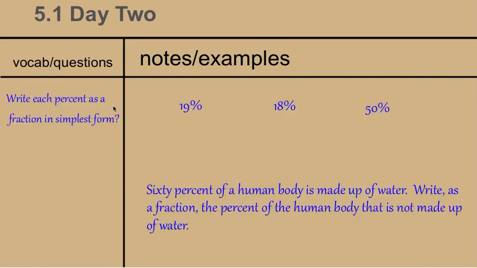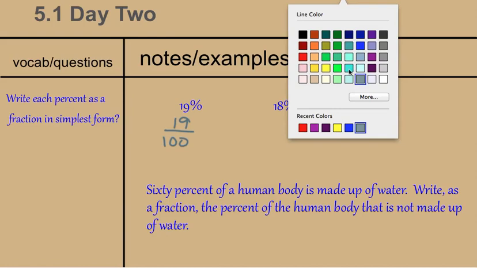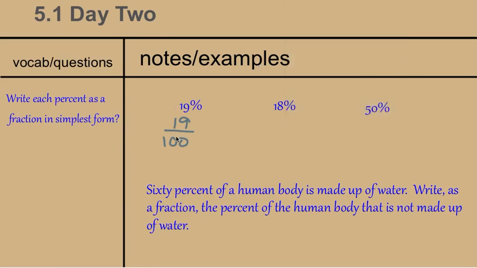Write each percent as a fraction in simplest form. So here we don't even have to do any math. All we have to do is take this and set it up. Again, piece of cake. Just put it over 100 and look to see if it can be reduced. As far as I know, nothing goes into 19. So 19 over 100 would be it.